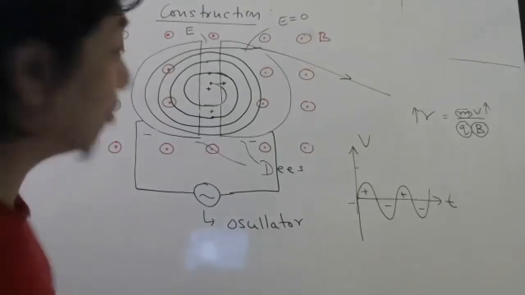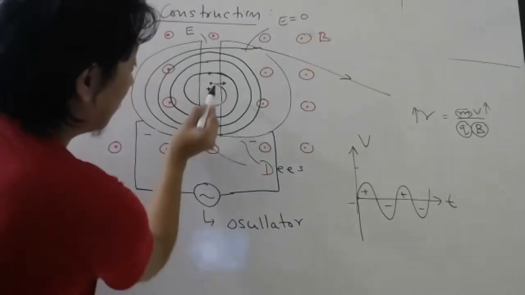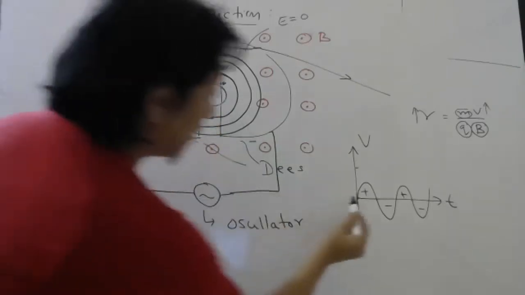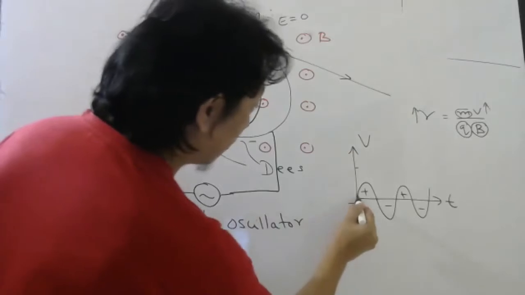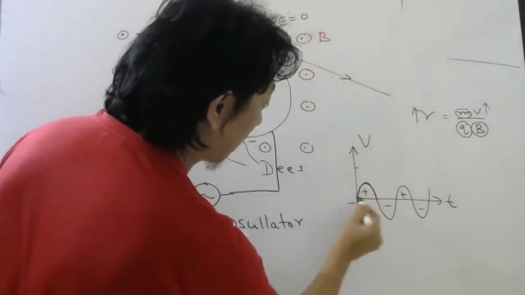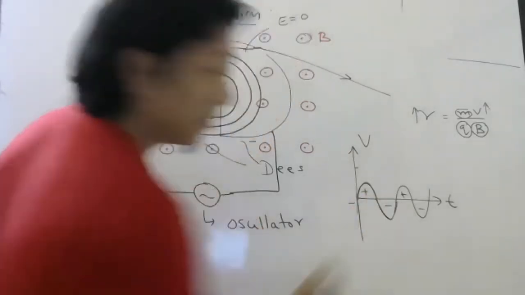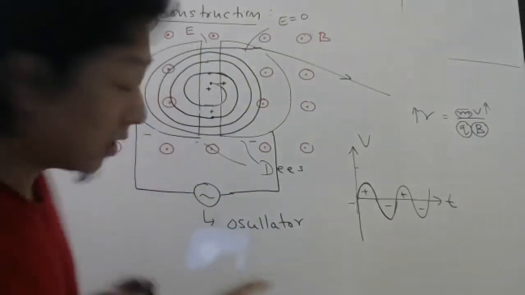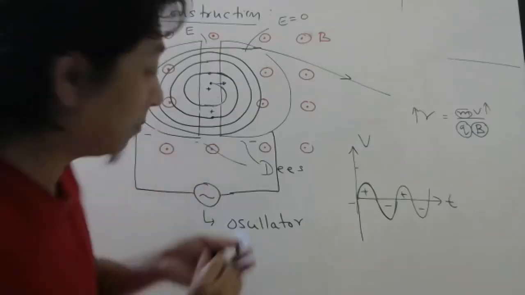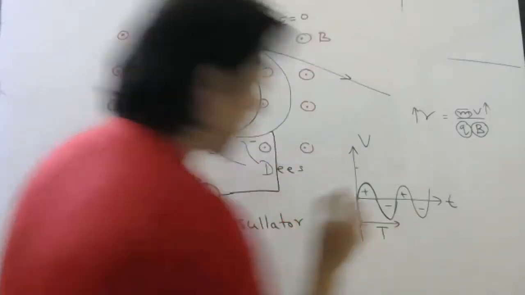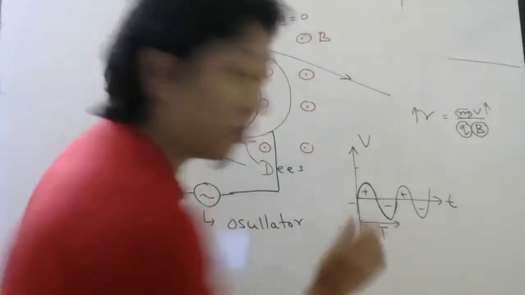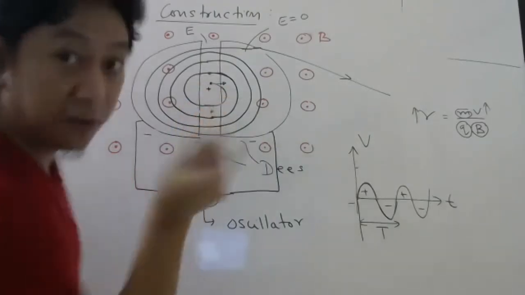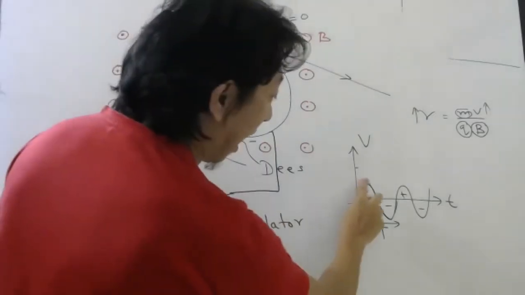So basically what I should do, listen carefully. By the time the charged particle comes here, this AC source should go from here to here. Why? Because after that I want it to become negative. Understood or not? So I have to adjust the time period of the oscillator in such a way that every time the charged particle completes half revolution, this should complete half time period.